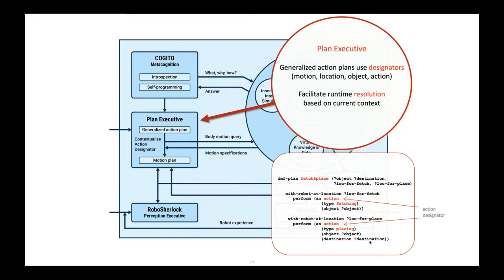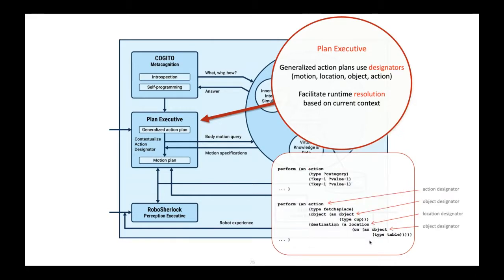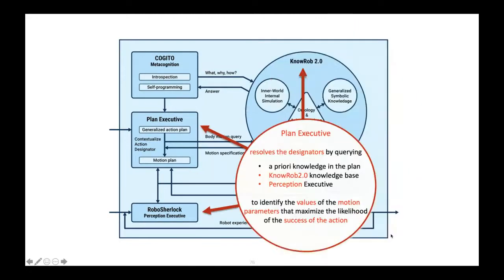And the point is that as you expand that, then you have effectively what you want to fetch. You want to fetch an object of what type, a cup. You want to then fetch it from where. So this is a location designator. The object designator tells you what type of object you want to manipulate. The location says where you should go to get it. And then we have another object designator which says where you want to put it.